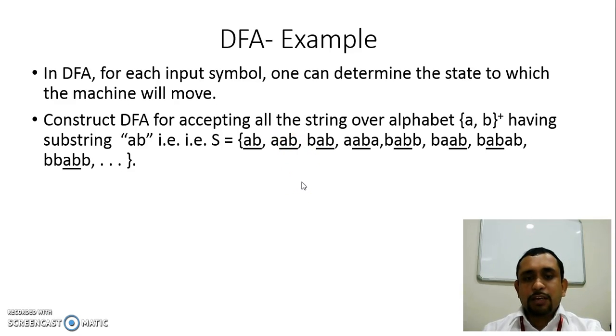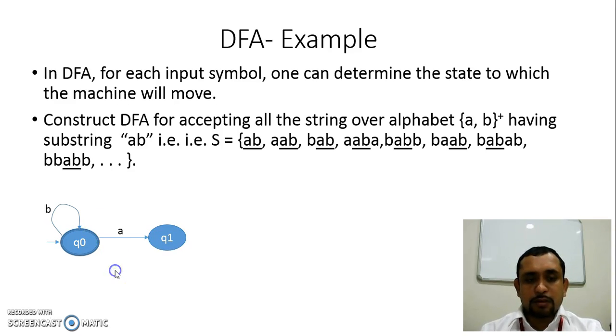So basically here we are searching for a sequence A followed by B. Once we get a sequence of A followed by B, we can say that the given string has the substring AB and we can then move to the final state. Let's construct again. Start with Q0. On the input of B, move around Q0 only because we are looking for A followed by B here as a substring. On A followed by B, we are moving to QF.